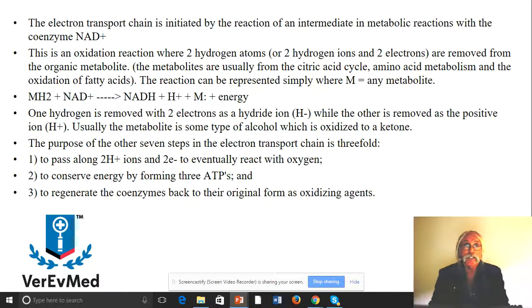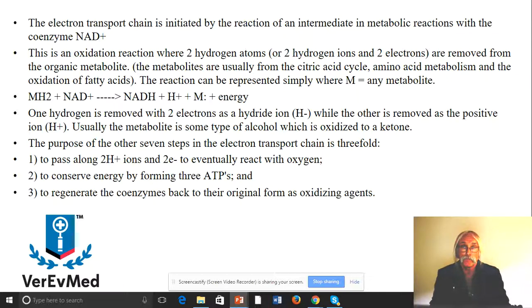So let's discuss this now, make a narrative of what we just looked at in the figure. The electron transport chain is initiated by the reaction of an intermediate in metabolic reactions. And of course, that's going to be nicotinamide adenine dinucleotide, reduced form. You're going to make that, for example, in the Krebs cycle. The NADH is going to be made in the Krebs cycle because you're going to be oxidizing carbon coming into that Krebs cycle. You're also going to make NADH and indeed FADH2 from the oxidation of fatty acids, which happens during fasting.